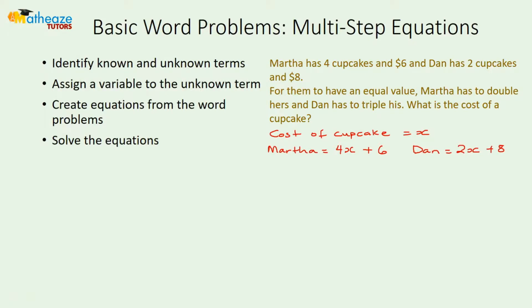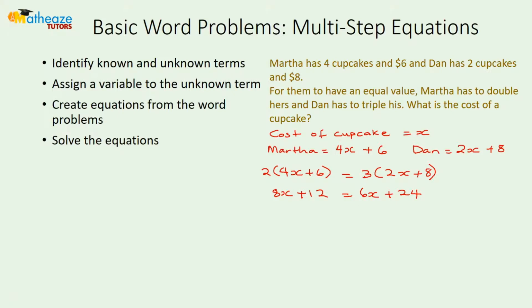Now we're told that for them to have an equal value, Martha has to double hers and Dan has to triple his. Now we're left with this equation. Now we're going to solve. The first thing is to get rid of the parentheses, so let's distribute. 2 times 4x gives us 8x. 2 times 6 gives us 12. 3 times 2x gives us 6x. 3 times 8 gives us 24.